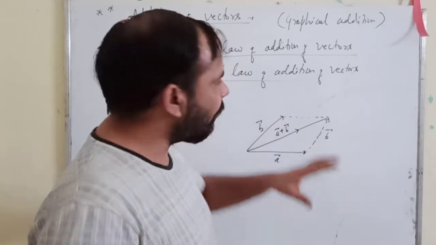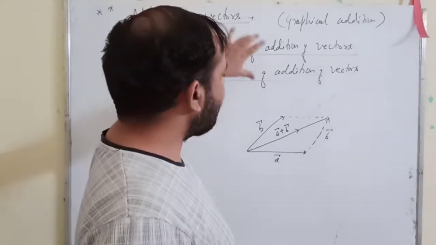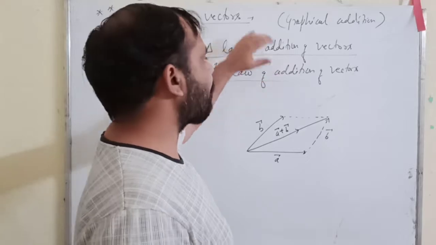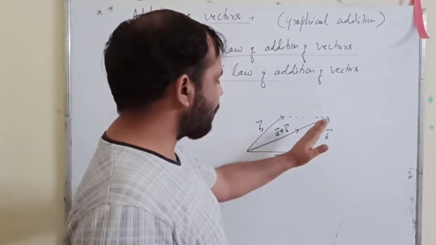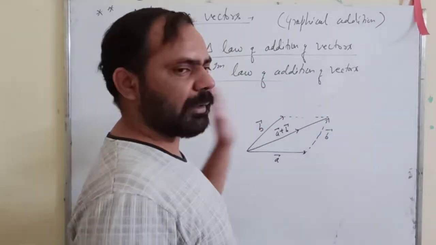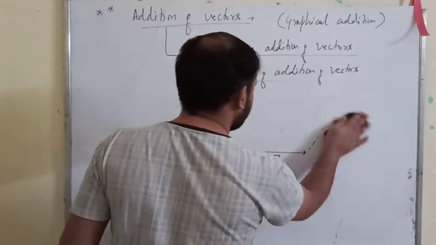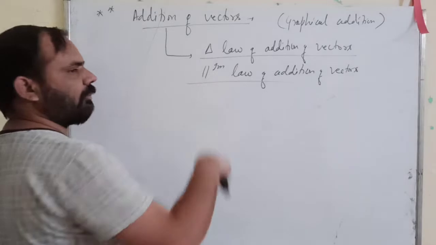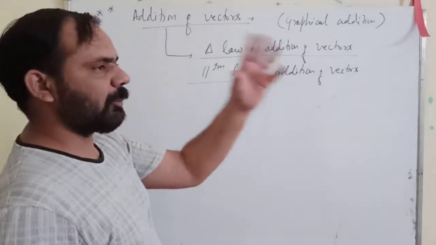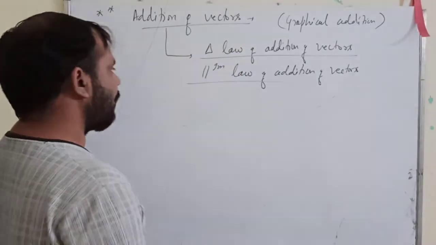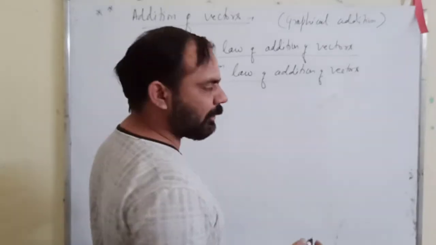Okay, so the basic law is the triangle law, and this is only an extension of that law, just an extension of this law into this particular condition. This is for two vectors. Now we have two laws for adding two given vectors.